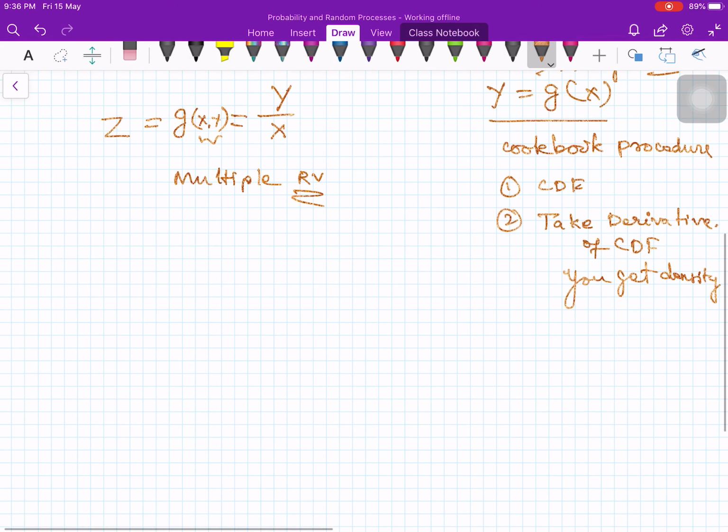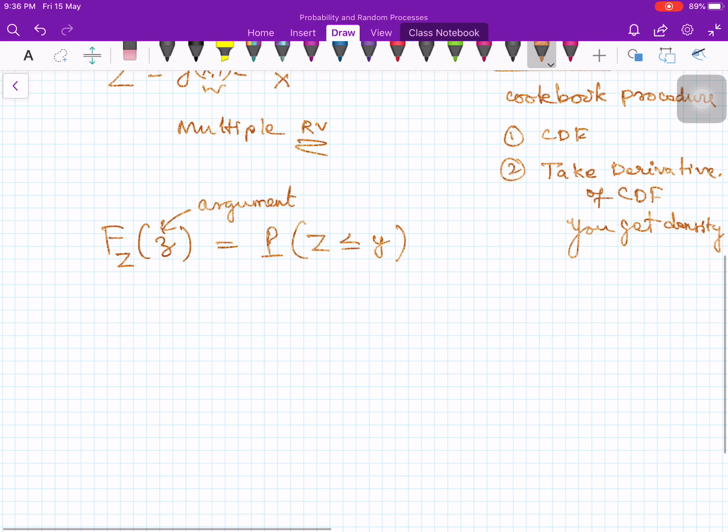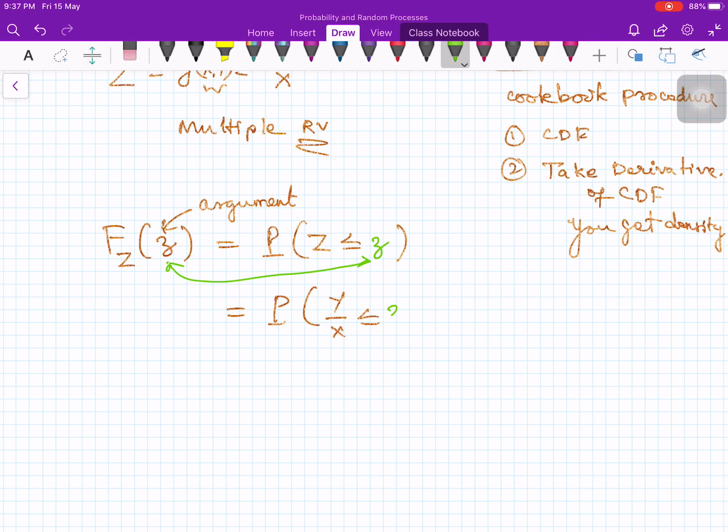So let's find the cumulative distribution function. By definition, the cumulative is the probability that the random variable is less than or equal to the argument of the cumulative. So the cumulative distribution function is denoted like this. This is the argument, and the random variable is less than or equal to a certain number. That certain number is the argument of the cumulative. And we know z is equal to y over x. So this I can write as P of y over x less than or equal to, I'm sorry, this is not y, this is going to be z, because the same argument comes here. I wrote it wrongly, I'm sorry. So this is going to be z. This is the definition.